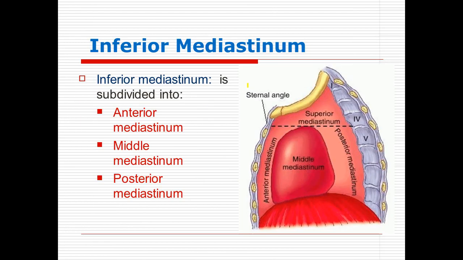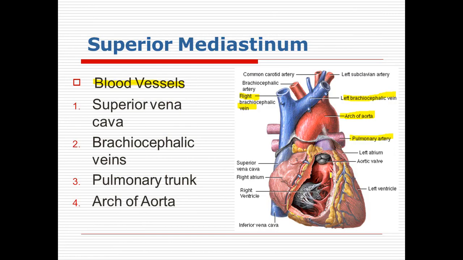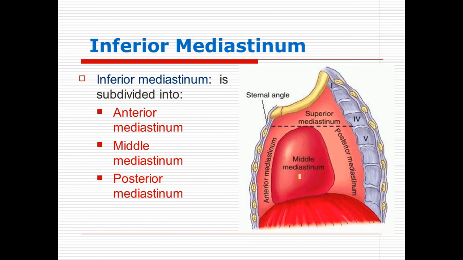Now coming to inferior mediastinum. Inferior mediastinum is further divided into 3 subdivisions. The reference point is heart. In inferior mediastinum, the main organ we have is heart. The portion that is anterior to heart is called anterior mediastinum. The portion that is posterior to heart is posterior mediastinum. And heart itself is present in the middle of inferior mediastinum. This portion constitutes middle mediastinum.